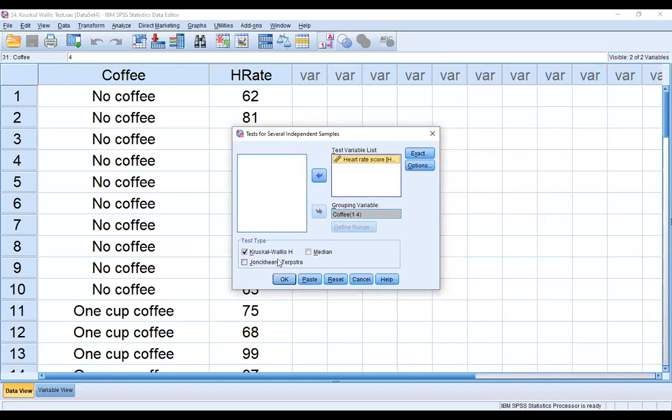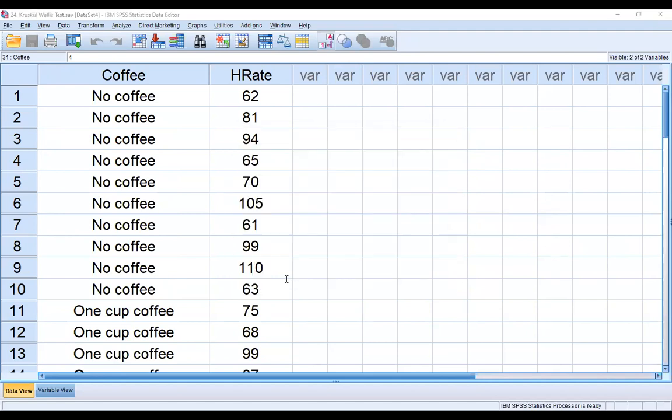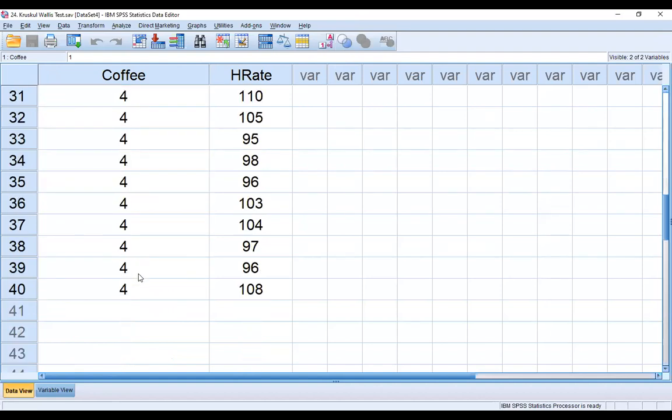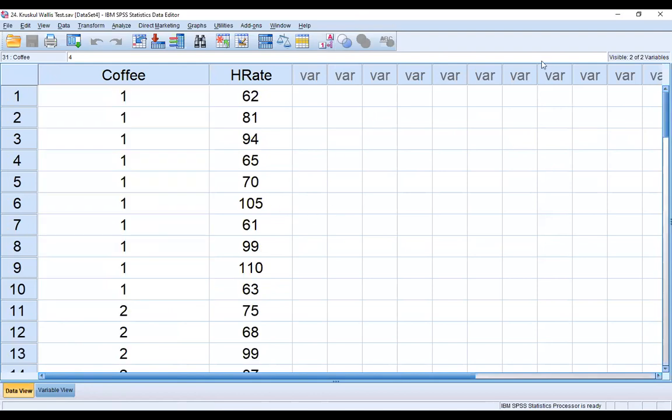By default, we can see the Kruskal-Wallis test here. So we do not need to tick anything. We just click OK and get the output. I am showing you the output. Minimum is not 0. It's a coding, Dr. Abhigyan. It's not the minimum and maximum of the data, it's just coding. I have coded 1 up to the maximum. There are 4 levels, so that is why the minimum is not 0. Is it clear?